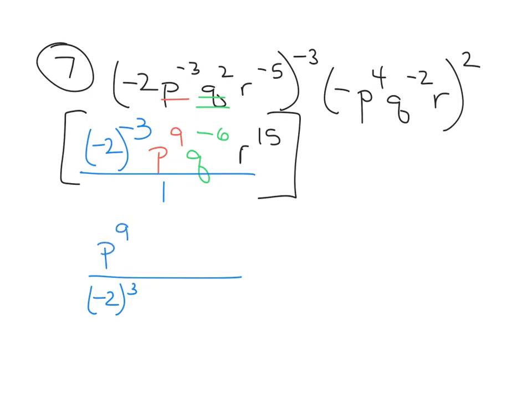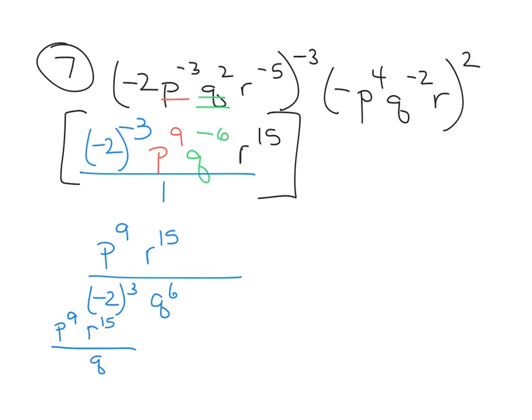Q to the negative 6th, it's going to go to the bottom. And then r to the 15th is going to stay on top. So this first parentheses, this first term, here's where we're at right now. Now, the only thing that I can still do to this right now is I'm going to leave alone the p to the 9th and the r to the 15th.